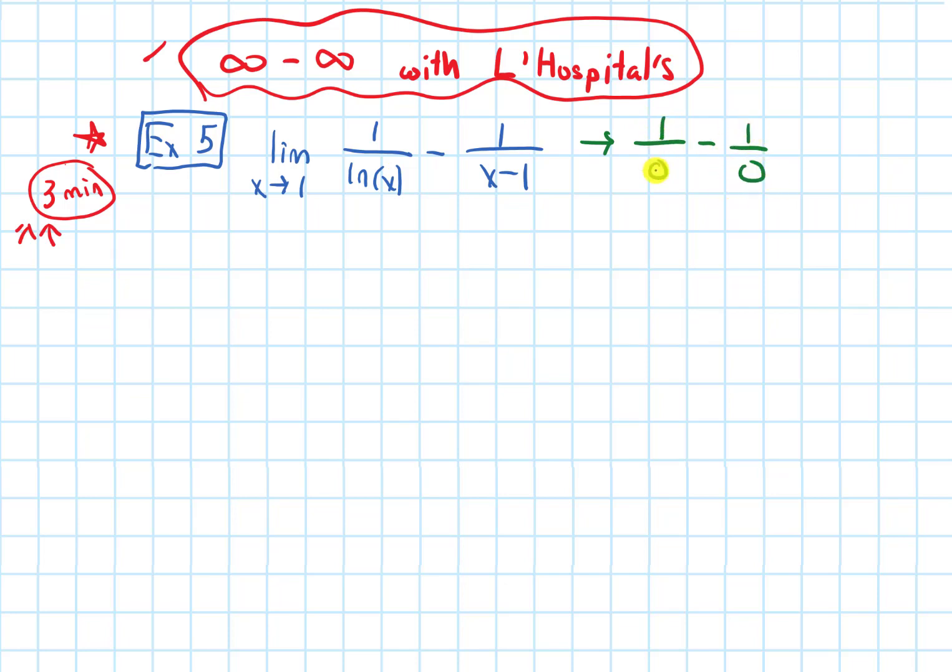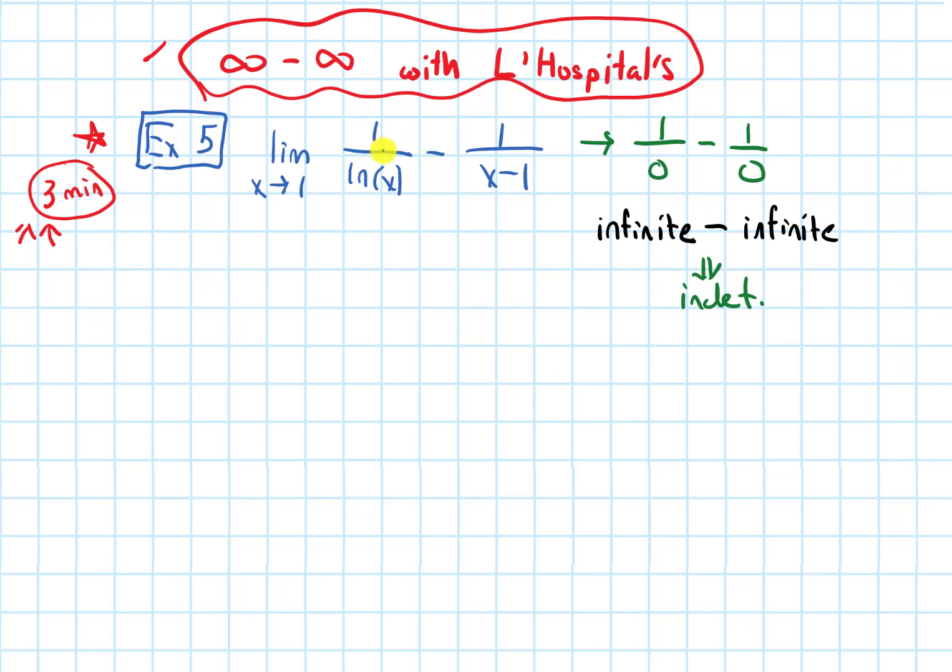And 1 over 0, because the denominator is actually getting really close to 0, is some type of infinite thing, either positive or negative infinity. And then minus the second 1 over 0 type thing is also some type of infinite thing. And an infinite minus an infinite thing is indeterminate. This is indeterminate. Okay, so I have my indeterminate form, infinity minus infinity. That's not a form I can use L'Hopital's on, at least not right away.